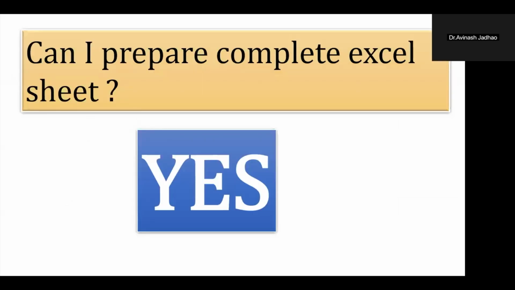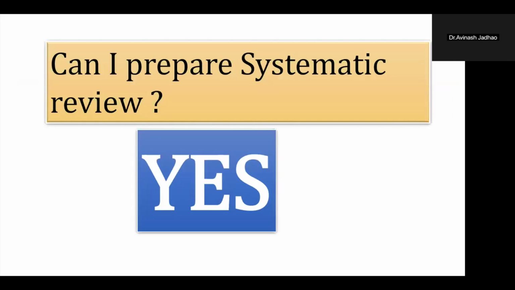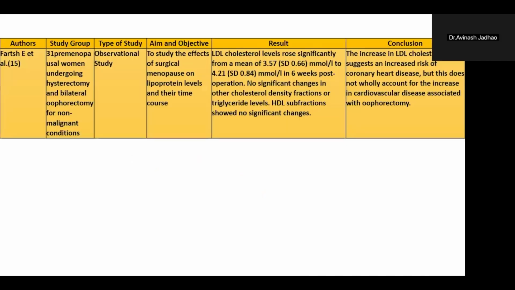Then, can I prepare a complete Excel sheet? Yes, we can prepare a complete Excel sheet. You have to give a command for whatever Excel sheet you want, and ChatGPT will take care of that. Can I prepare a systematic review? Yes, we can prepare a systematic review. You can extract data and prepare a complete systematic review for your study.